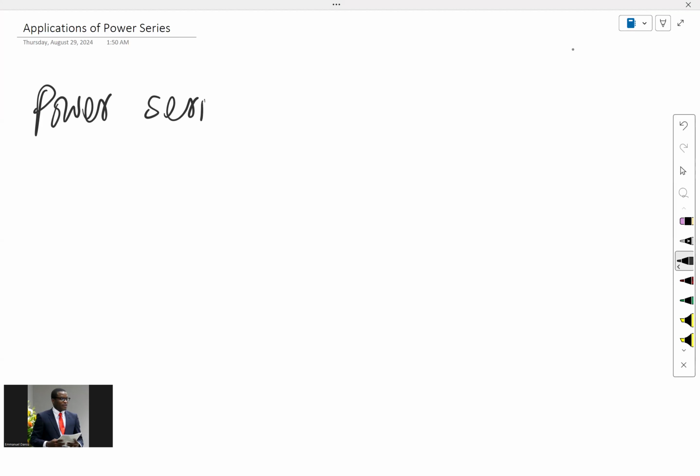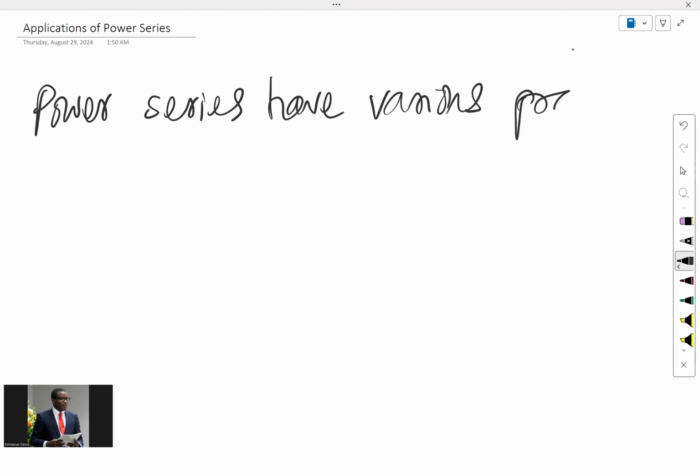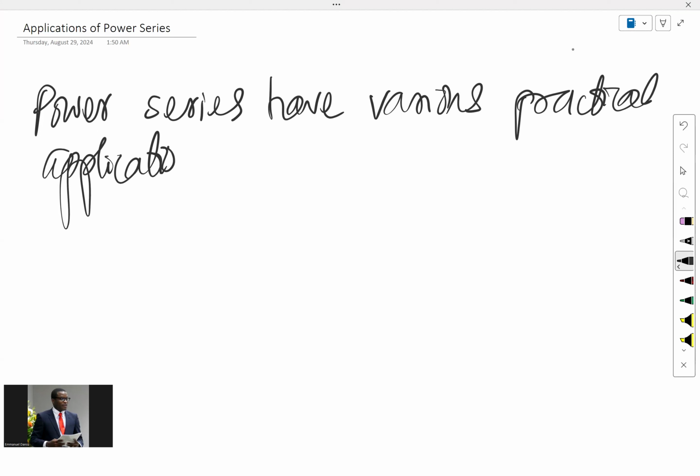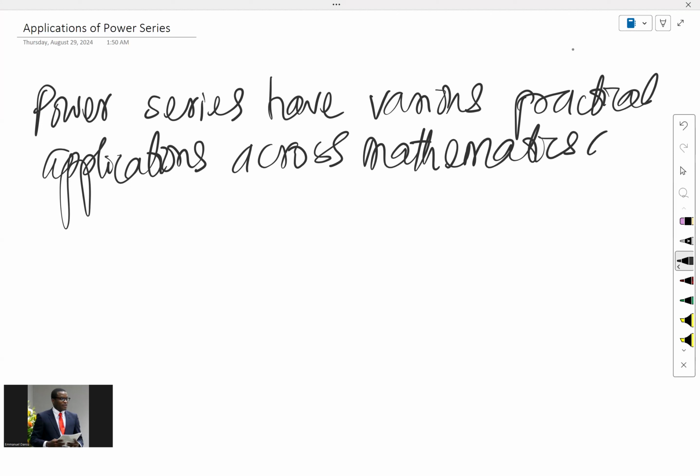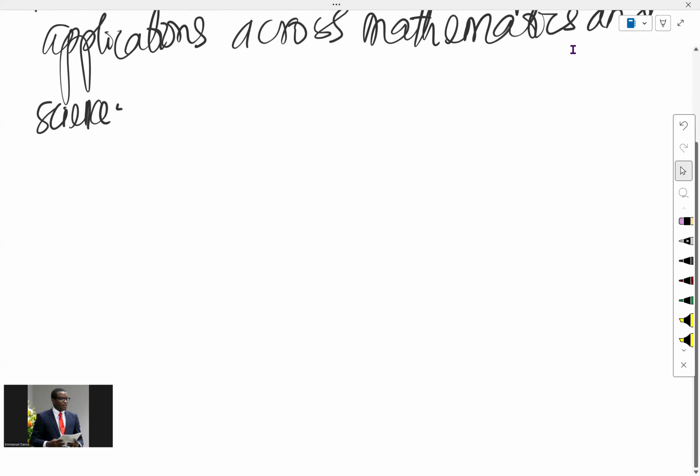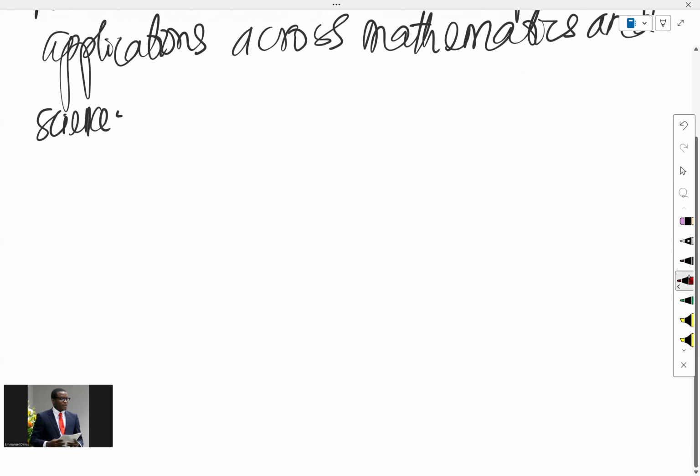Of course, power series have various practical applications across mathematics and science. Okay, so let's start with the first one.